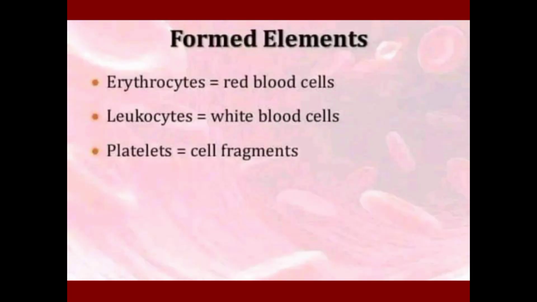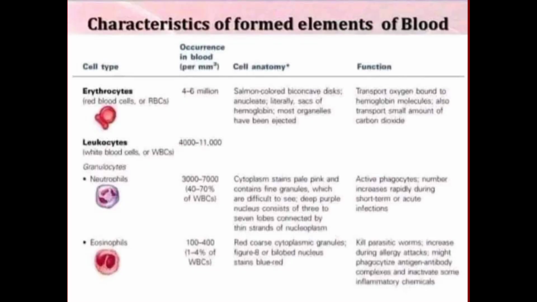The formed elements may be erythrocytes, or red blood cells, leukocytes, white blood cells, and platelets, which are called cell fragments. This is a table describing the characteristics of the formed elements of blood. The first one is erythrocytes.